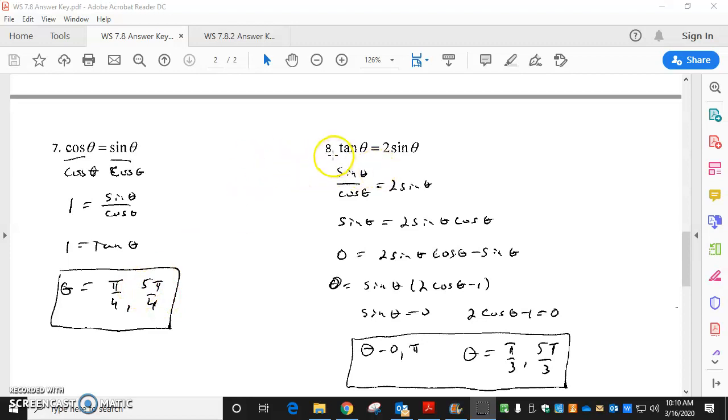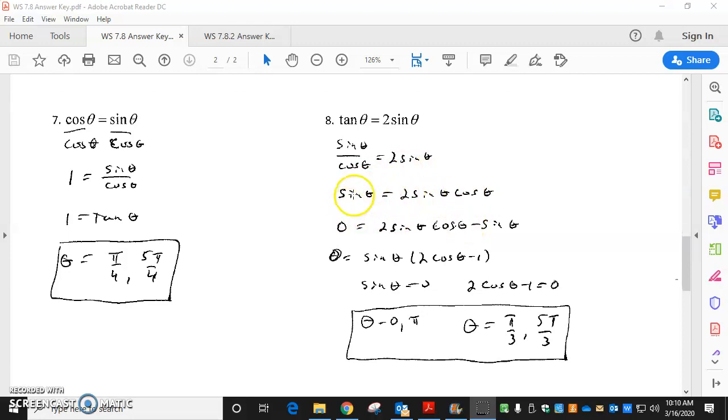I kind of did a similar trick for number 8. I rewrote tangent as sine over cosine. I then cross-multiplied to get that cosine out of the denominator, which gave me this. So I've got sine equals 2 sine cosine. Well, I then moved the sine. I got everything on the same side. I moved the sine over.